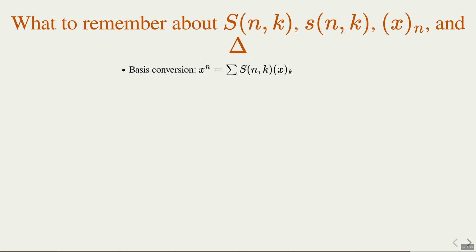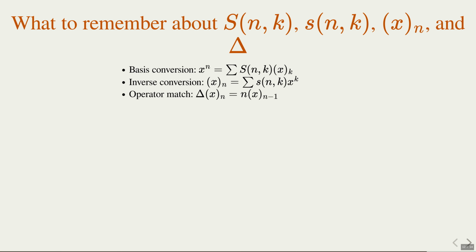Let us compress the whole story into 4 takeaways you can actually use. First, Stirling numbers of the second kind are the coordinates that rewrite powers in the falling factorial basis. Second, signed Stirling numbers of the first kind reverse the conversion, so you can always come back to ordinary powers. Third, falling factorials are the natural basis for doing finite differences by hand, because delta lowers the length exactly the way a derivative lowers degree. And the last point is the payoff.